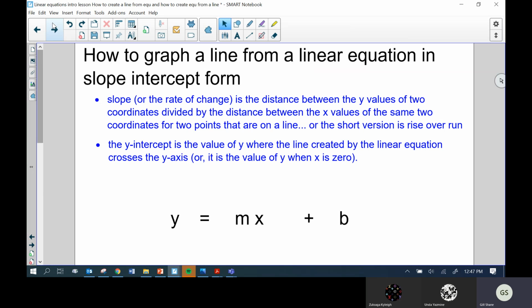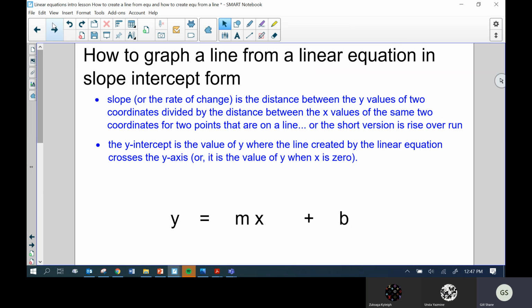Real quick, again, slope and y-intercept definitions. The technical definition of slope is the distance between your y values. If you take a line and look at two points somewhere on that line, it doesn't matter where they are, the slope is the vertical distance between those points divided by the horizontal distance.